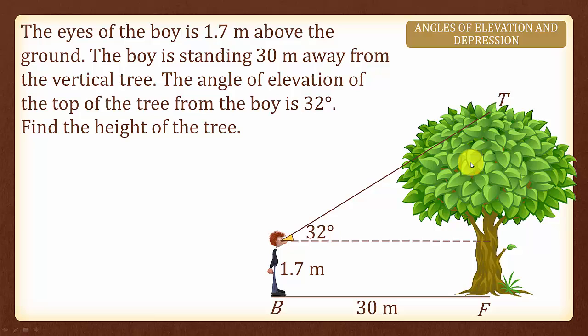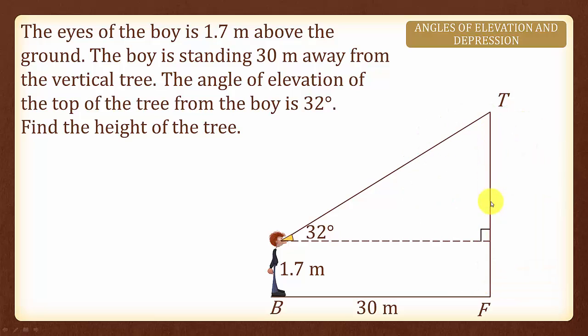Now let us simplify this picture here. Since this is a vertical tree, it will be a vertical line like this. And the angle here will be 90 degrees. Do you know how we find the length of TF, which is the height of the tree? Yes, we will first need to find the length of TX.